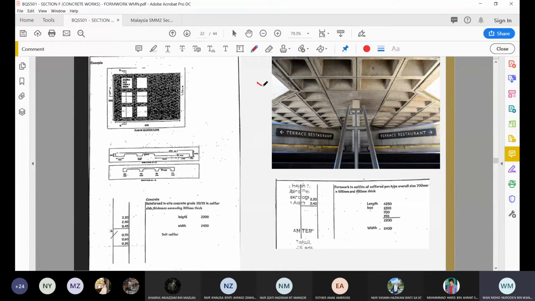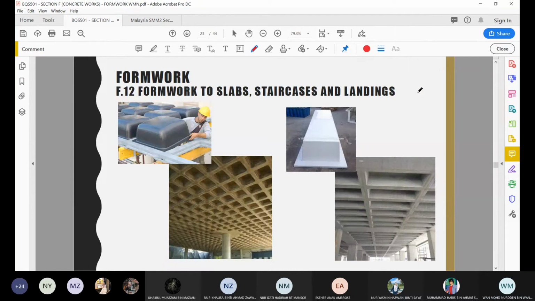Inilah rupa coffered. Okay. So kawasan ni, yang mana kita akan letakkan formwork so that kita pour concrete di sebelah atas dia so that dia akan membentuk all of this coffered lah. Okay. Ni, nampak? Kalau ni, this one is the trough lah. Kalau coffered ni dia lebih pada square type. Okay.